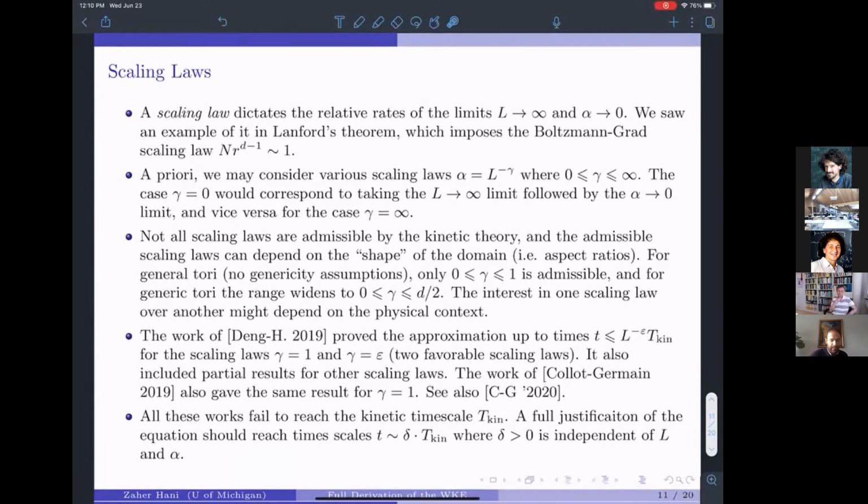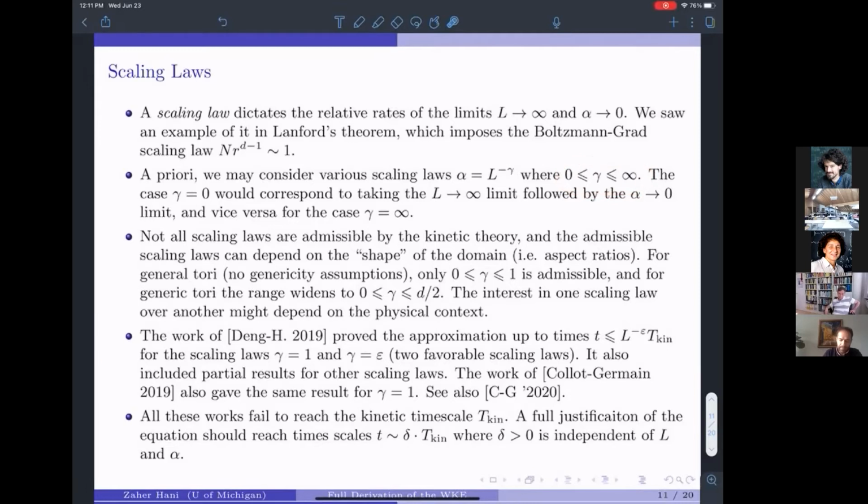So what are the scaling laws? This is exactly answering the question that was asked to me in terms of the order of the limits that are taken. We've already encountered an example of the scaling law. The scaling law dictates the relative rates of the limits L goes to infinity and alpha goes to 0. We saw an example in Lanford's theorem, which is the Boltzmann-Grad scaling law. A priori, you may consider various scaling laws of the form alpha equals L to the minus gamma, where gamma is ranging from 0 all the way to infinity.